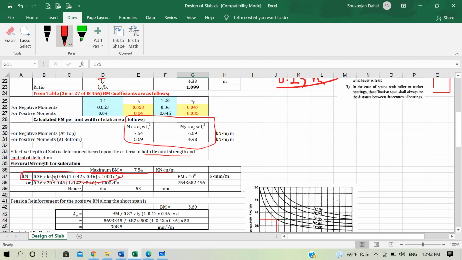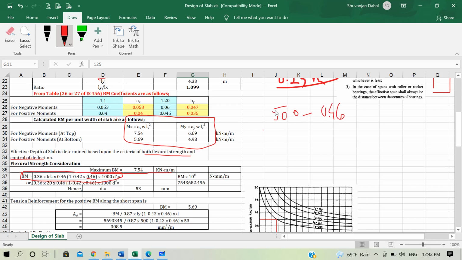0.36 times fck times 0.46 into, inside the bracket, 1 minus 0.42 into 0.46, into 1000 d square. This is the formula for our bending moment. Remember that this formula changes according to the grade of steel used. You can see here this 0.46 that we have used. This 0.46 value is for 500 grade steel.